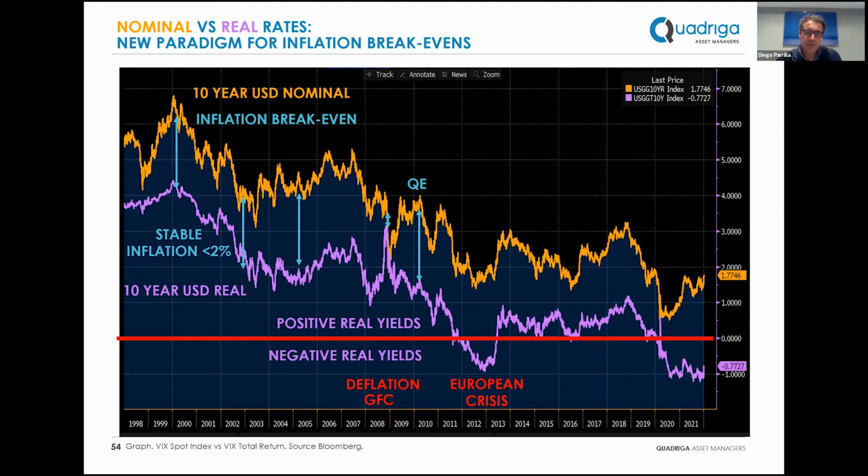With the European crisis and the GFC, we actually saw negative real yields. So the compensation that you get for your money is not sufficient to protect you against inflation, so you're losing purchasing power. On a 10-year basis, we managed to sort of go marginally back to zero or positive territory. But following COVID, this became again much deeper.